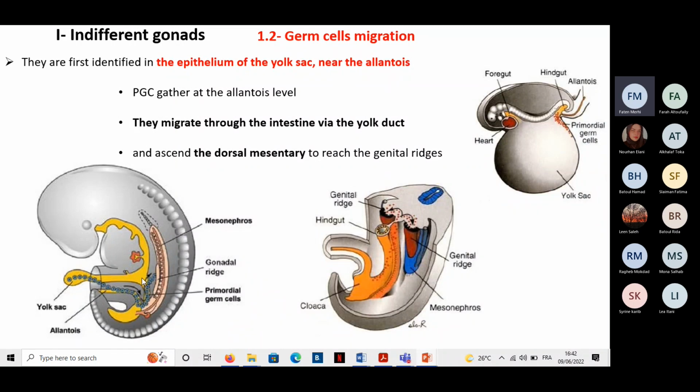The midgut is the middle region of the gut or the intestine, and the foregut is the most anterior region of it. Now the yolk sac is connected to the gut by a duct that is called the vitelline duct or the yolk duct. So we have the yolk sac connected to the gut by the yolk duct or the vitelline duct, and we have also the allantois.